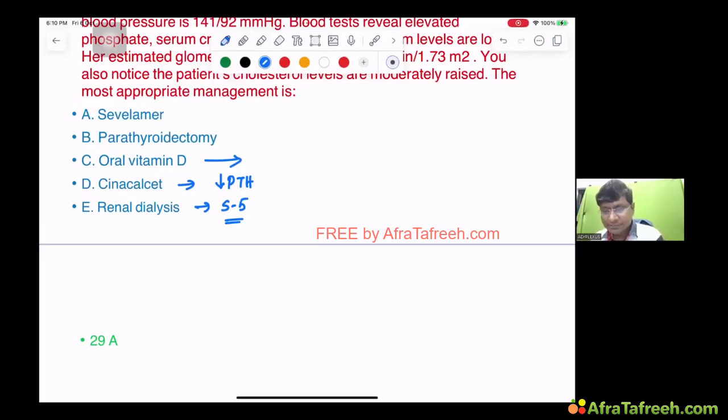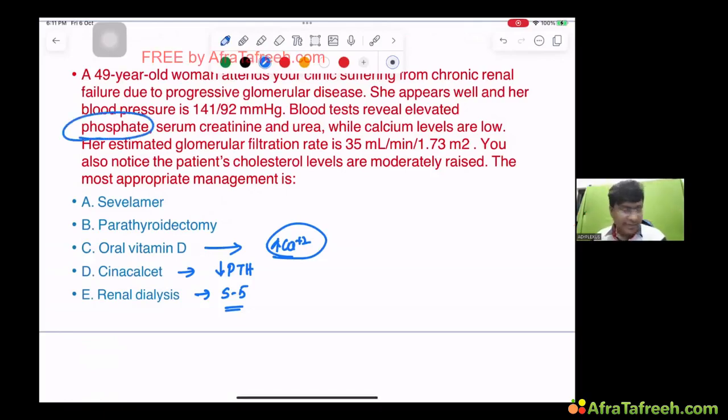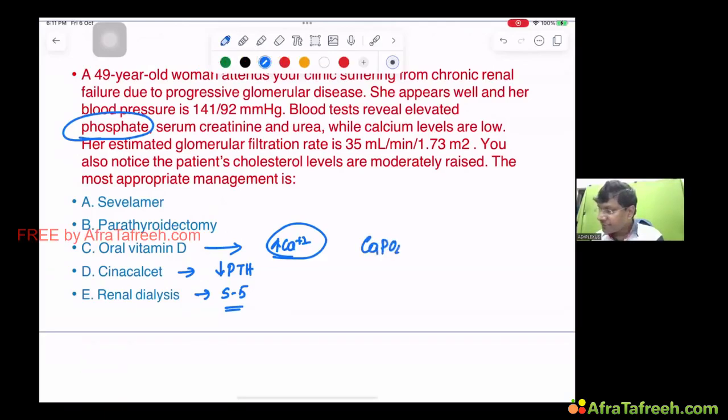Yes. Why do you want to give vitamin D for this patient? Yeah, you want to increase the calcium. Great. It's a good thing that you have thought that. But the point you tell me, these patients are having elevated phosphate. When there is an elevated phosphate and you are trying to increase the calcium, what can happen? That results in calcium phosphate.